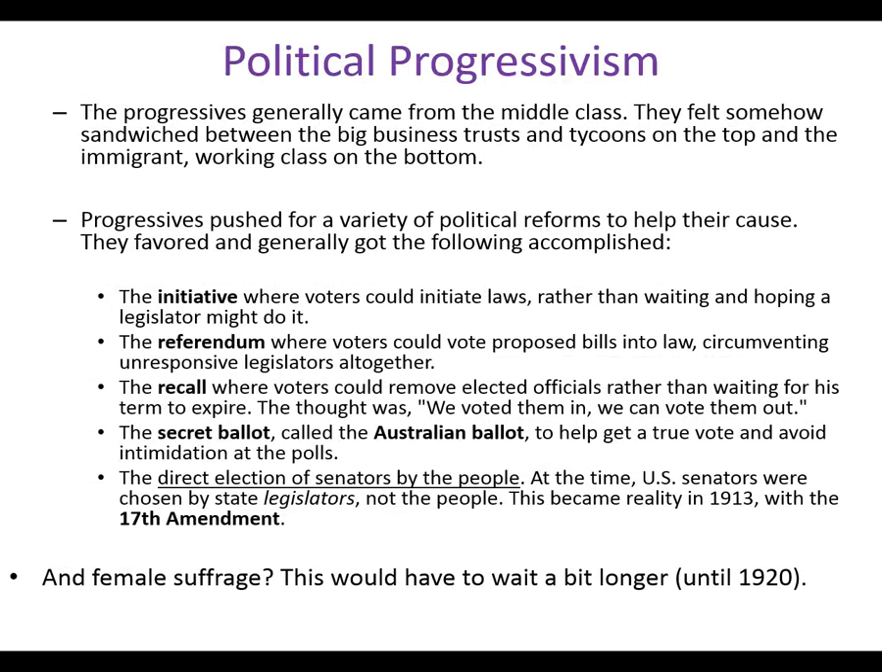Okay, looking at political progress, things that have occurred as a result of people pushing for political change. For example, trying to get rid of people like Boss Tweed in New York and reform the political system, especially at the local level. You see the initiative, referendums, recalls, secret ballots, like it says down there. The 17th Amendment calls for the direct election of senators by the people and not state legislatures. Okay, obviously female suffrage, like it says at the bottom, doesn't come along until the 1920s.